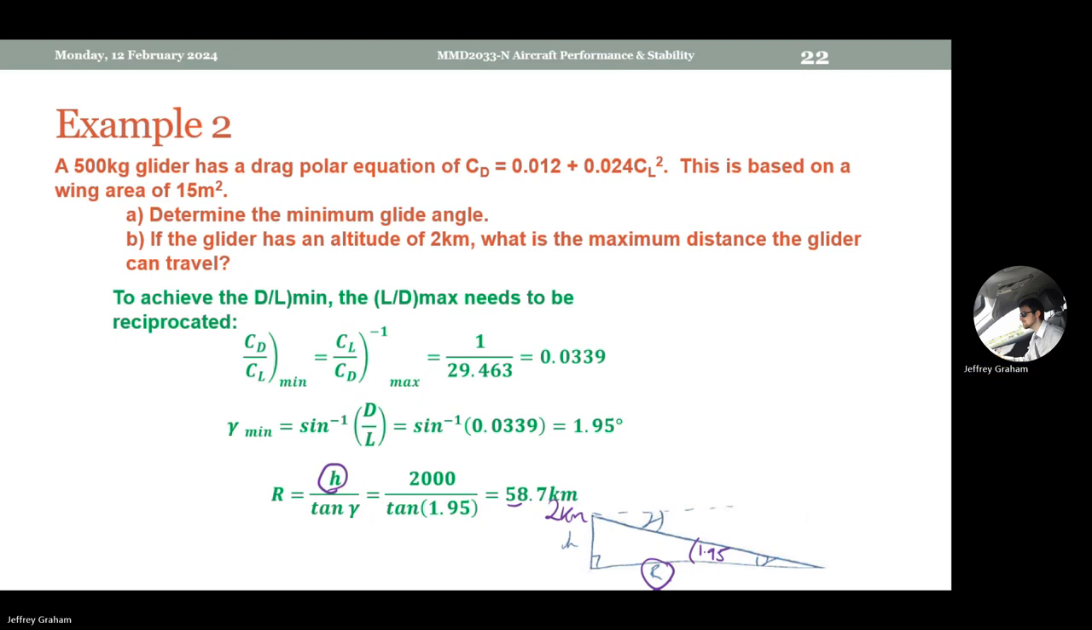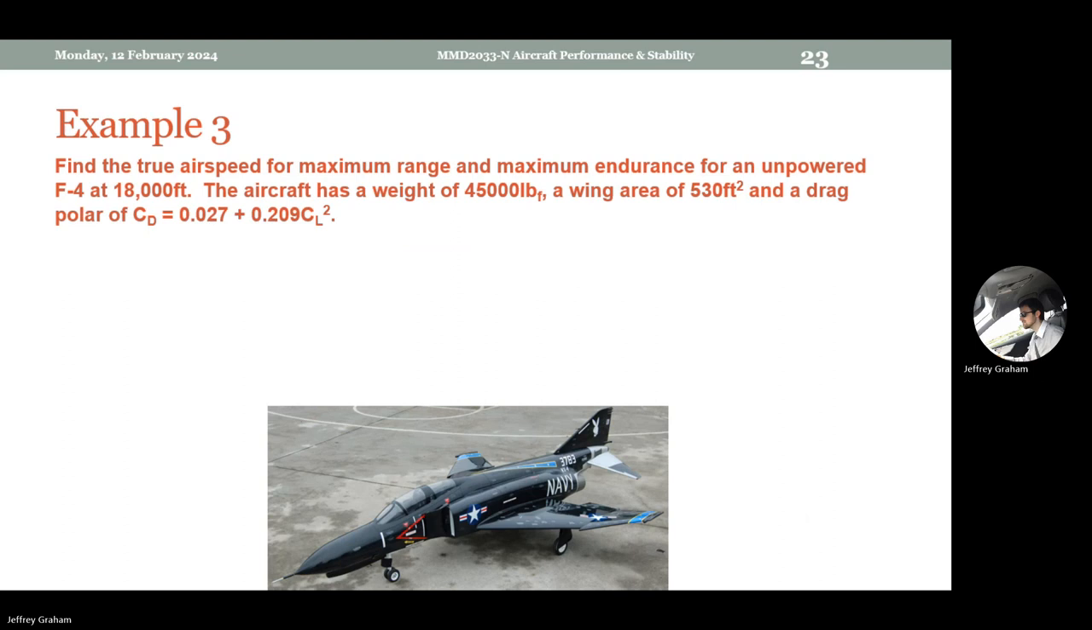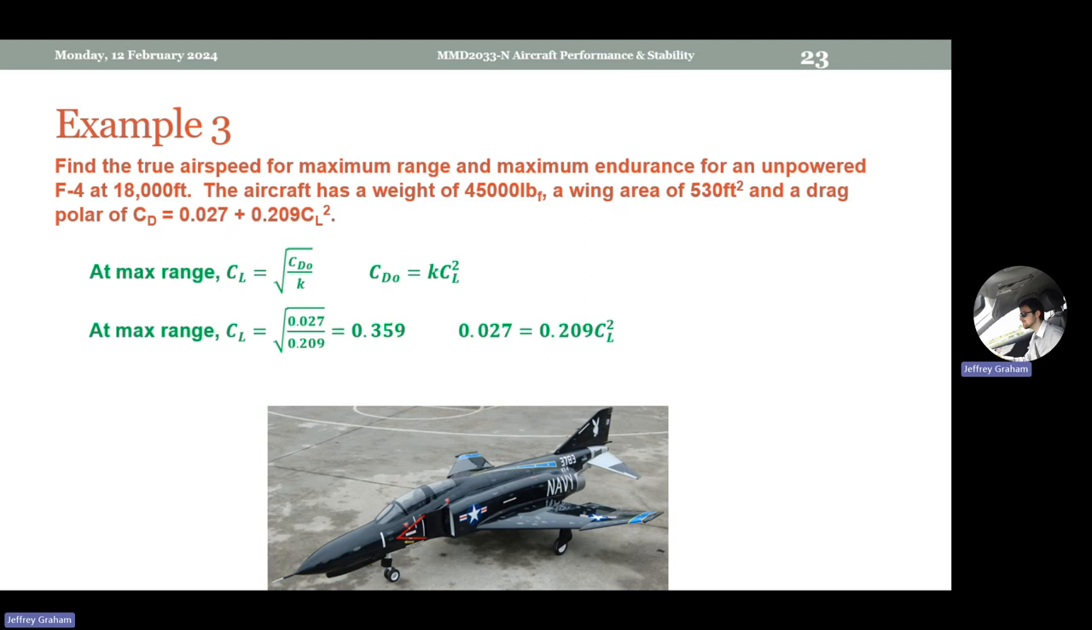Right, lastly, third example for this. Looks at the F4 in altitudes. Right, this one deliberately because you're looking for speeds here. Maximum range, we have to operate at the point of minimum drag again. So it's the same theory as we just seen in the last example. CD0 over K, CD being twice the CD0 value. All right. Work out the two coefficients.